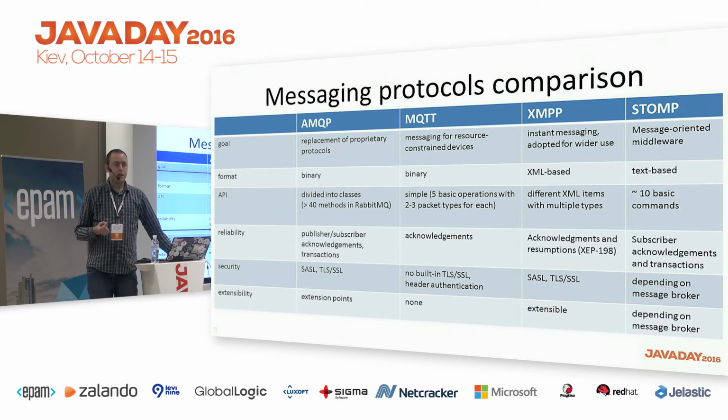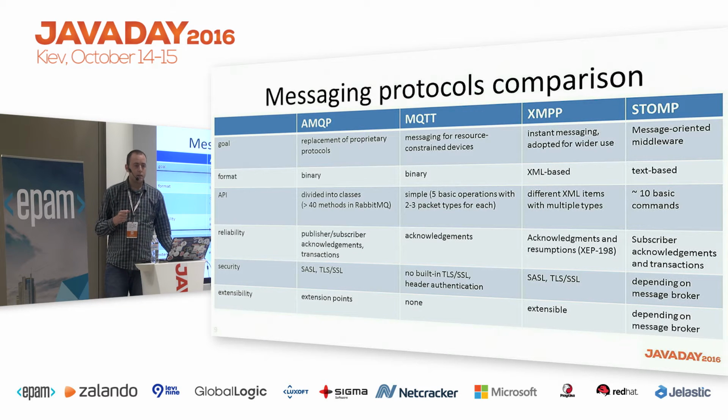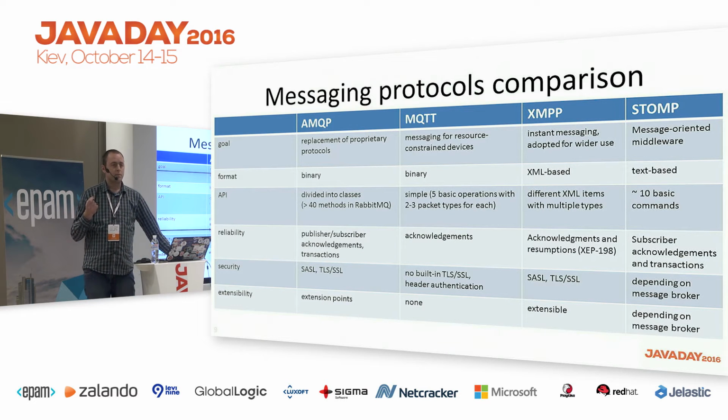The idea of MQTT, for example, is different. MQTT targets devices with a restricted set of resources. It is a really minimalistic protocol that allows us to establish some form of communication between different types of devices. For XMPP, the original idea was chat messaging. XMPP was derived from the need to have a messaging protocol for Jabber.